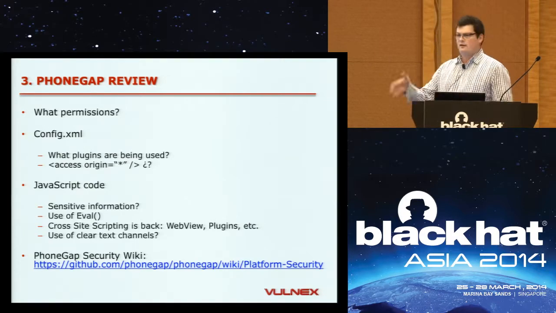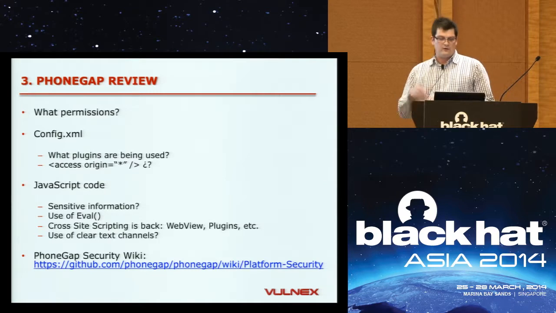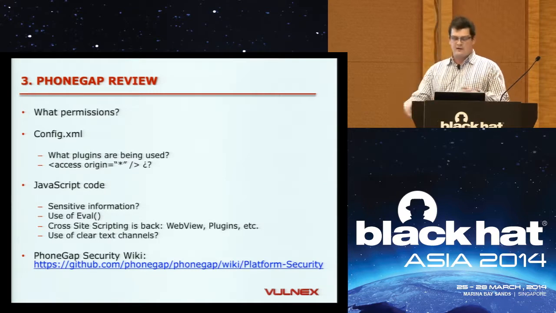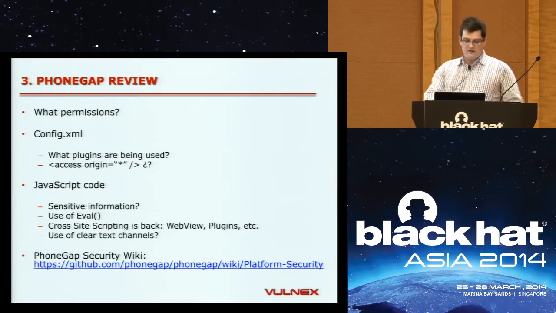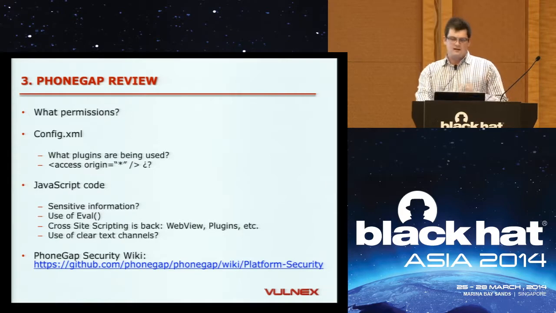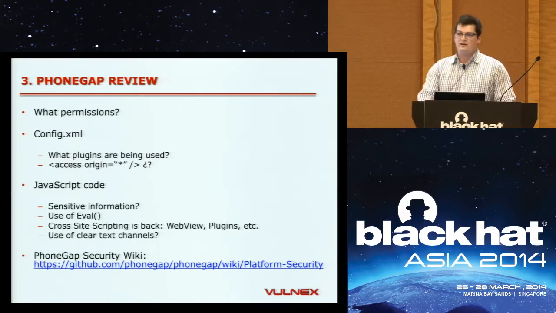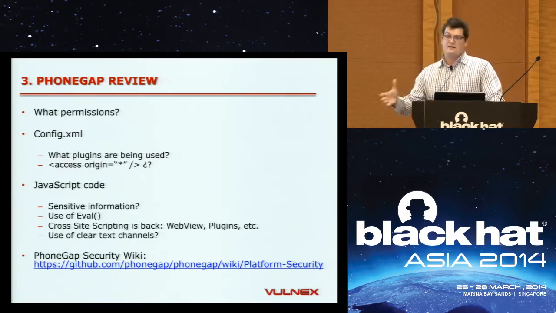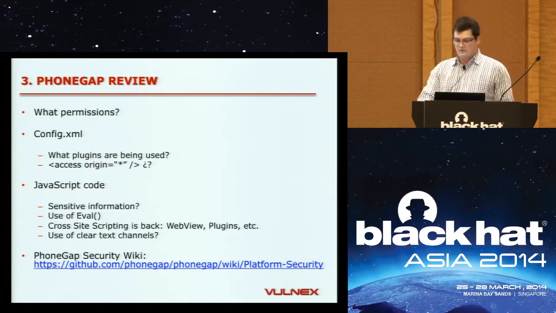Then we can also look into the JavaScript code. We can look for sensitive information. Are there any passwords there? Is it using insecure syntax? Cross-site scripting security risk is quite common in PhoneGap applications, because at the end it's just a web application. Is the application using a clear text channel, HTTP, etc.? So here we have different things we want to look for when we're doing a PhoneGap review. And in this link you will find more information about it.